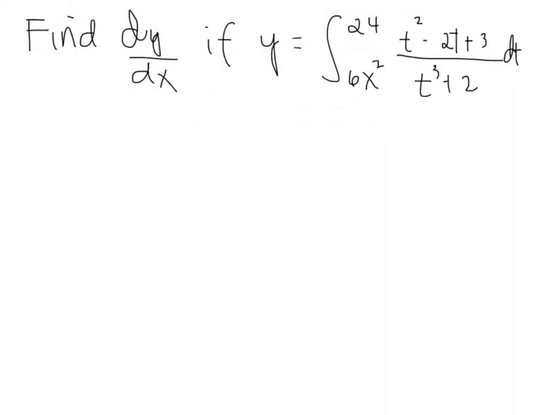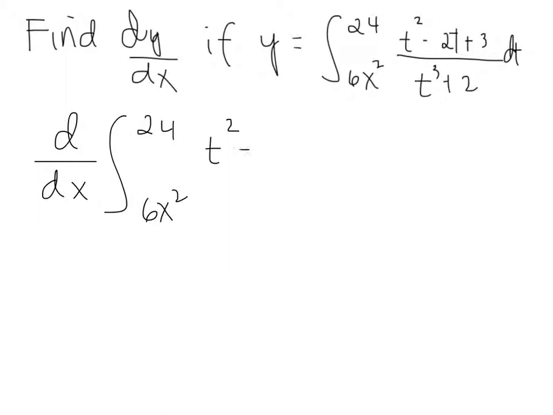Okay, so how do we find the value of dy/dx if y is equal to the integral of (t squared minus 2t plus 3) over (t cubed plus 2) dt from 6x squared to 24? So what we want to find is d/dx of the integral from 6x squared to 24 of (t squared minus 2t plus 3) over (t cubed plus 2) dt.